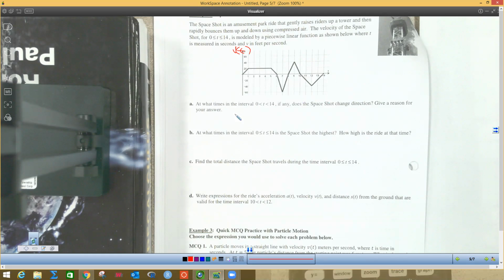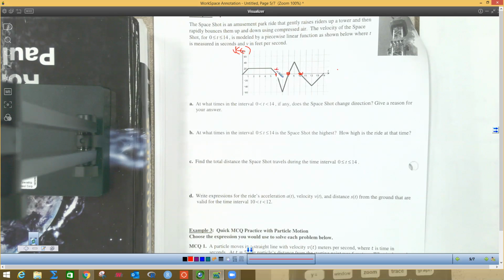So part A says, from the interval from 0 to 14, so all the way across, at what time, if any, does the Space Yacht change direction? We just talked about this on the last problem, right? Anytime the function changes from positive to negative, so I'm looking for zeros here. For velocity, these are my zeros. Nothing happens out here before time 0, so don't worry about this. And nothing happens on the other side of that, so don't worry about this.